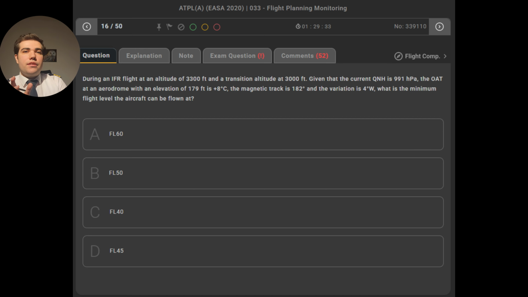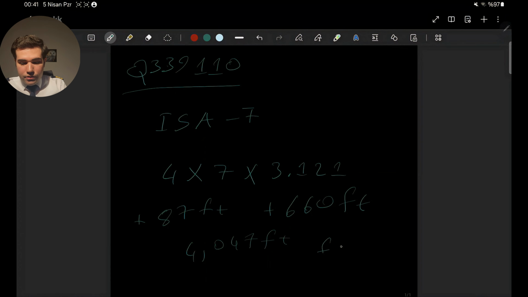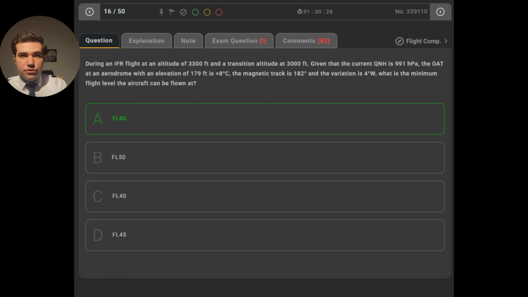Yes. And it is very important to not jump to flight level 50 on this question, because it also gave us the magnetic track. As we know, when we are flying towards the east, it will be an odd number, and when we are flying to the west, it will be an even number. So since we are flying to the west, it should be an even number. So flight level 50 is not possible, and the nearest answer will be flight level 60. So the answer will be flight level 60, and as you can see, the answer is flight level 60.